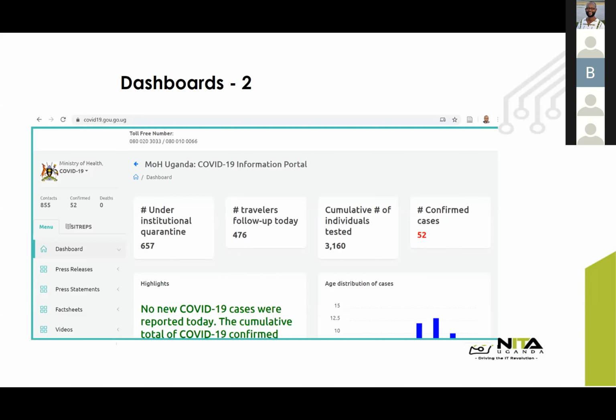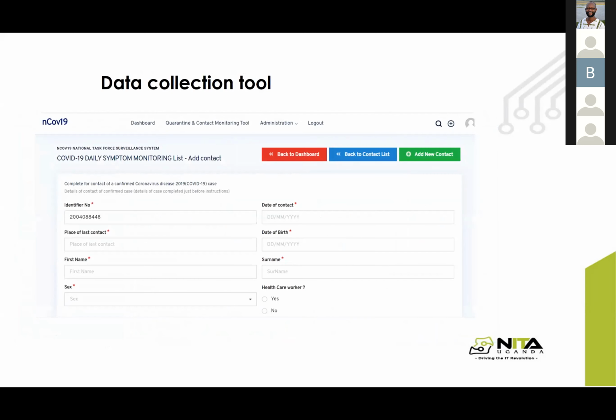So these are the simple things that we managed to do, to ensure that citizens and other stakeholders can trust one point when it comes to information, and this helps in the fight against COVID. This is just a sample data capture form for the contacts, and we did so many others like this.